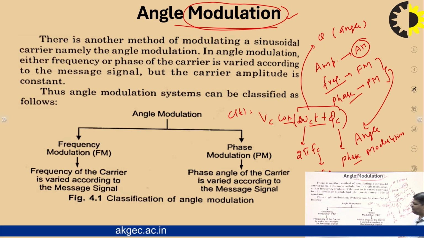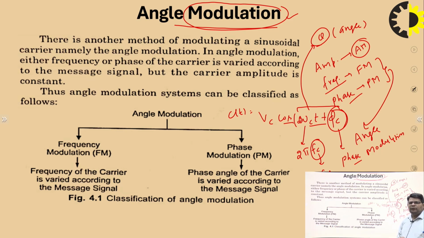Whenever we vary the frequency fc or the phase phi c, we are varying the angle theta according to the message signal. That is why this type of modulation scheme is known as angle modulation, and that is the reason for using the term angle modulation. In frequency modulation, the frequency fc will be changed according to the message signal, and in phase modulation, phi c will be changed according to the message signal.